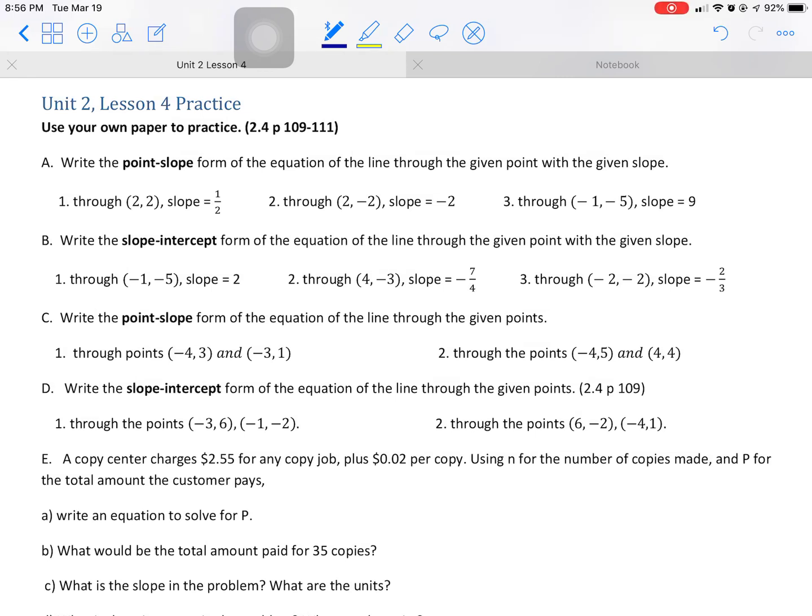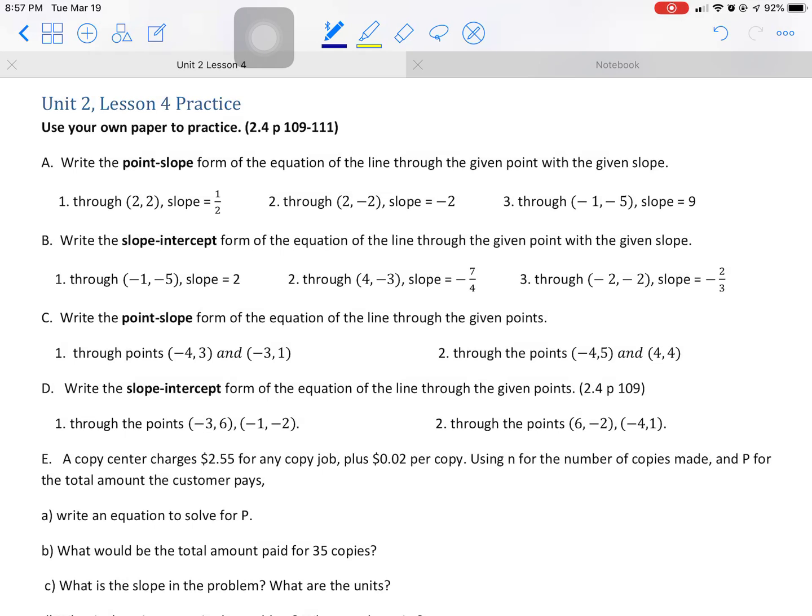All right, so Unit 2, Lesson 4, practice. You're going to need some paper. There's not enough room on here to write everything you need. But I think I can shove A in there and E, and then I'll do all the rest on another piece of paper.